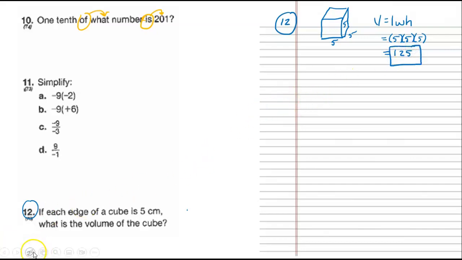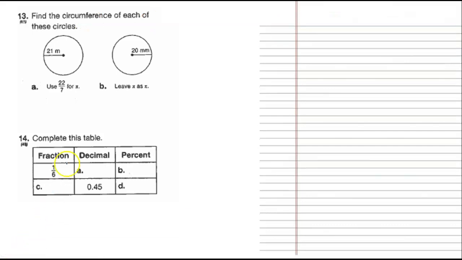Okay, let's go to the next page. 13. Find the circumference of each of these circles. Again, this is one that I got lots of questions on for the last test, so please write everything I write down. There are two circumference formulas: 2 times pi times r, and pi times diameter. Depending on whether you have diameter or radius, you choose which one you need. For both of these problems, you have your radius.